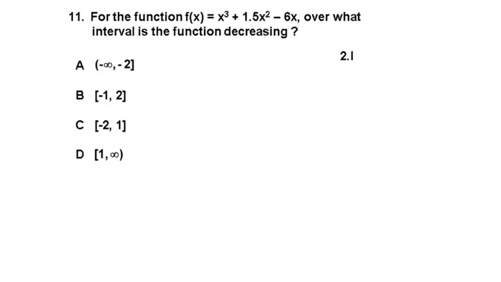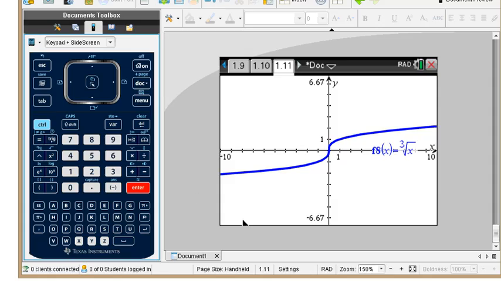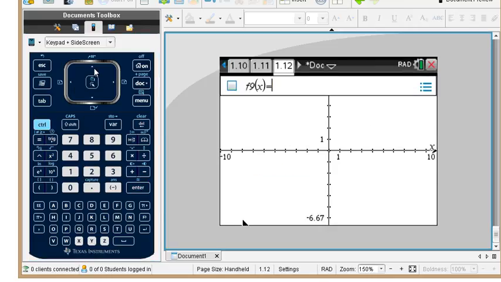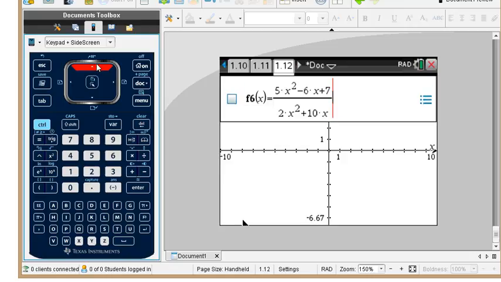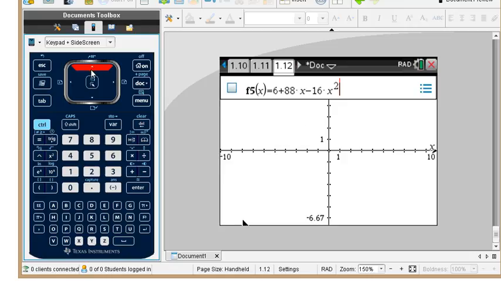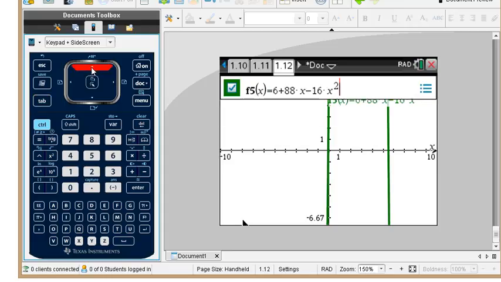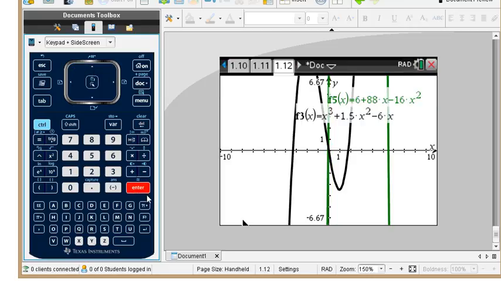11. For the function x cubed plus 1.5x squared minus 6x, over what interval is the function decreasing? So I think I have this one in the calculator someplace. Control I, and I will go down and find it. Where is it? Oh, I think that's it. No, that's not it. There we go. This is it. The black one here.